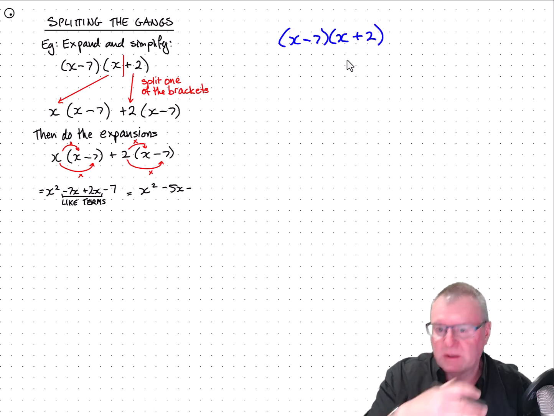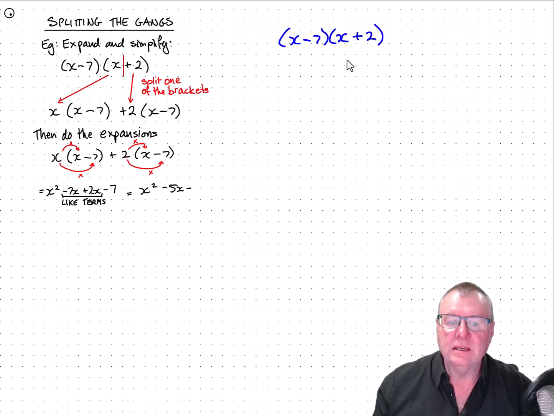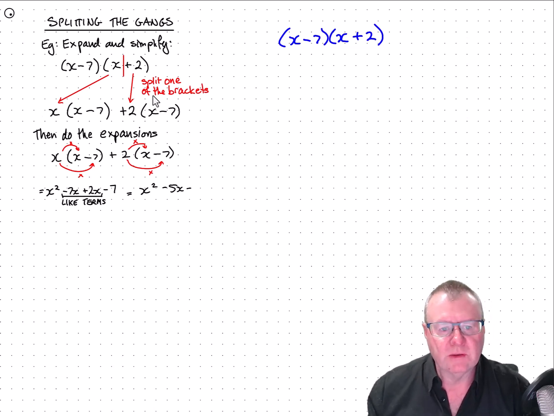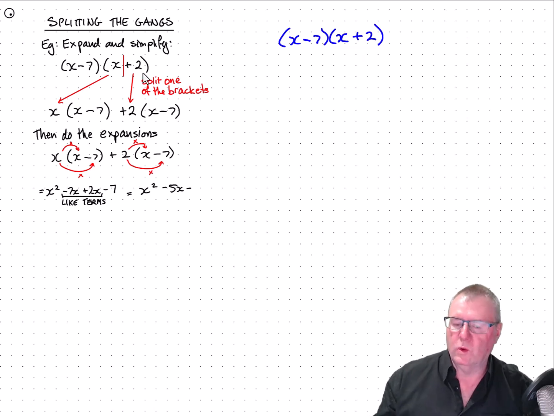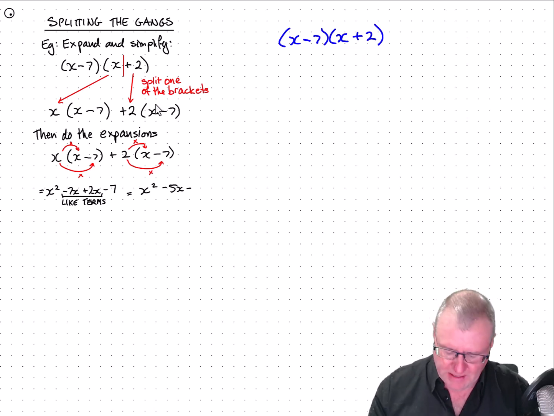Expanding them and simplifying means we're going to have to get rid of the brackets. And here's where the split comes in. You'll notice over here in the notes, I've taken one of the brackets. So these are the two gangs, the x minus 7 gang and the x plus 2 gang. One of them we're going to split, one of them we're going to keep together. It doesn't matter, but in this case, I'm going to split this gang here.